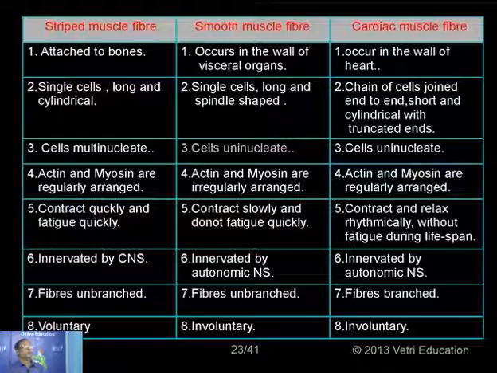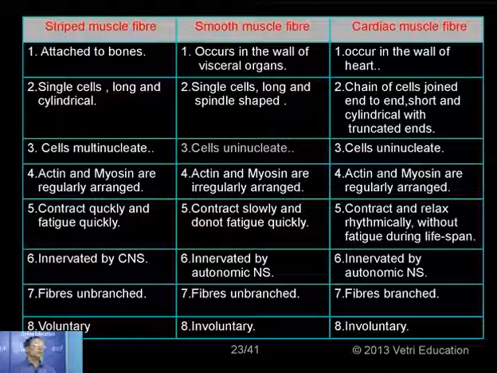That is why both are called involuntary muscles. They are not working under our will. If they were working under our will, they would be working under the control of the central nervous system. But they are working only under the control of a specific independent nervous system, what we call the autonomic nervous system.